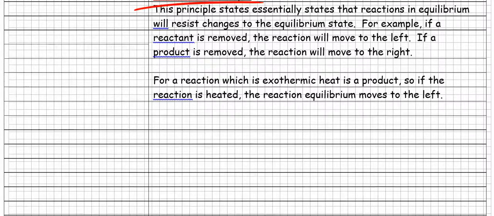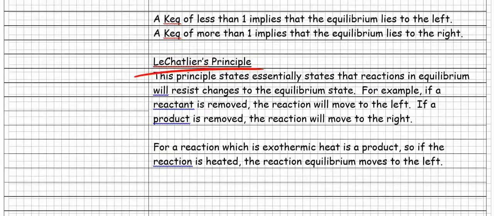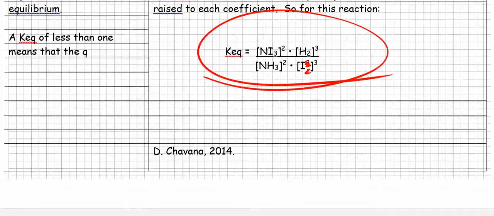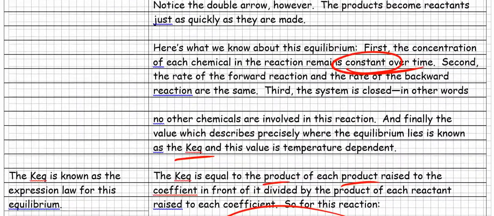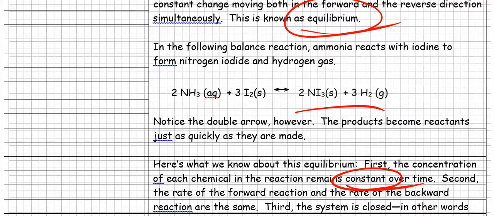So let's take a look at these specific examples and see if we can determine what exactly Le Chatelier's principle means. So let's look again at that reaction. The reaction was 2 parts ammonia plus 3 parts I2 in equilibrium with 2 parts NI3 plus 3 parts H2, right? And the equilibrium goes back and forth just like that. Now, what Le Chatelier's principle says is this.